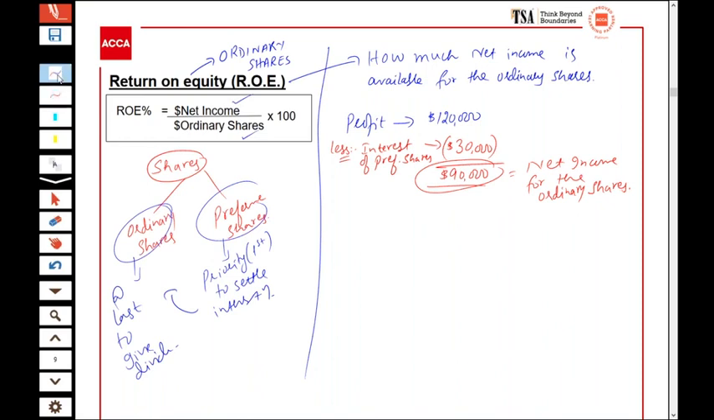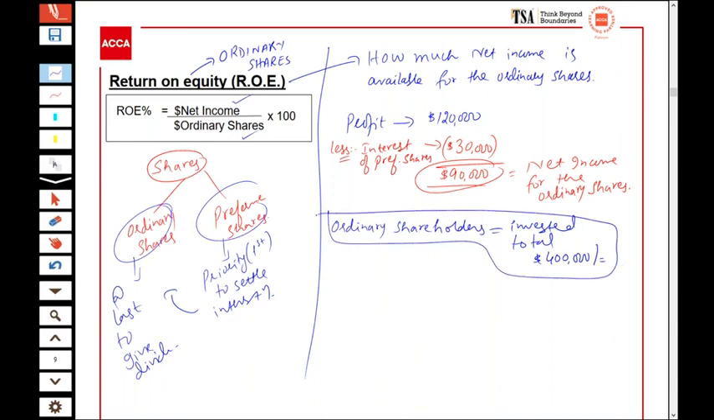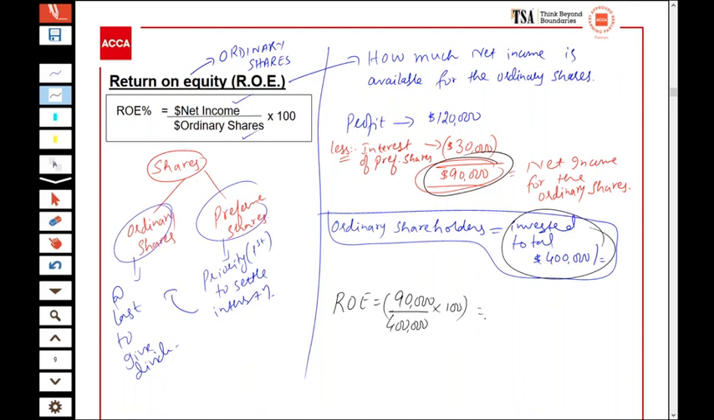Now, for example, ordinary shareholders invested a total of $400,000. Now you have got two figures: number one is the net income for shareholders, and the other is the total investment. So ROE would be calculated as 90,000 divided by 400,000 multiplied by 100. That is 90 divided by 400 multiplied by 100, giving me 22.5% ROE. That is the return on equity. Equity here means ordinary shares.